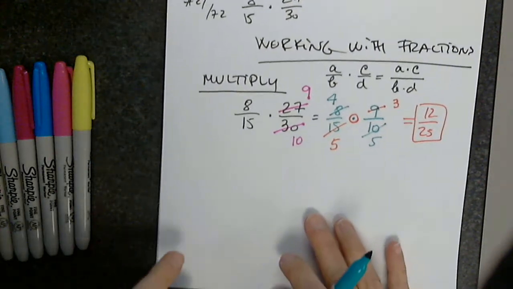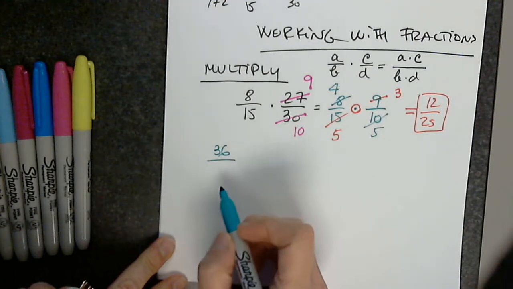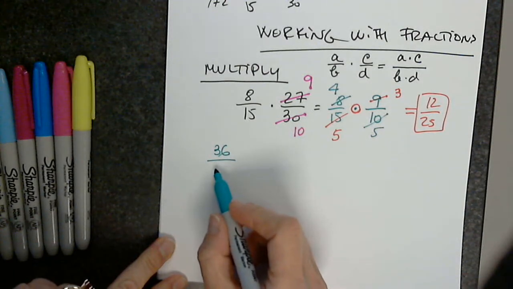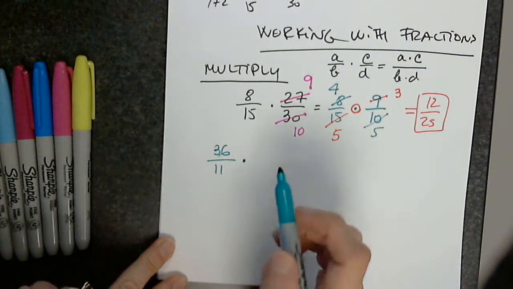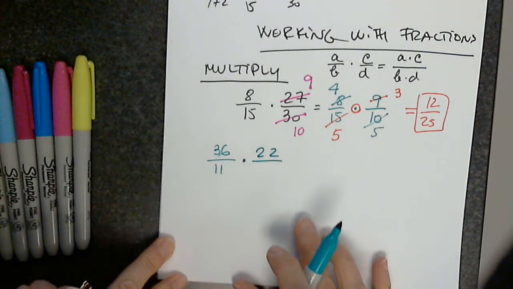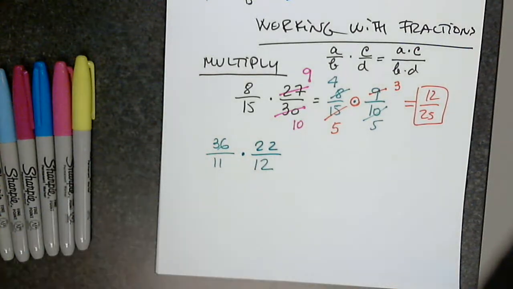So I'm going to make one up. 36 over 11 multiplied by 22 over 12. Now here's the idea. If you multiply the tops and multiply the bottoms, and you get a huge number at the top and a huge number at the bottom, then you're going to start and say, okay, what am I going to simplify by? Are they prime numbers? Are they divisible by 2? Are they divisible by 3? So it's more difficult than if you take it step by step and you simplify before you finally write the answer.